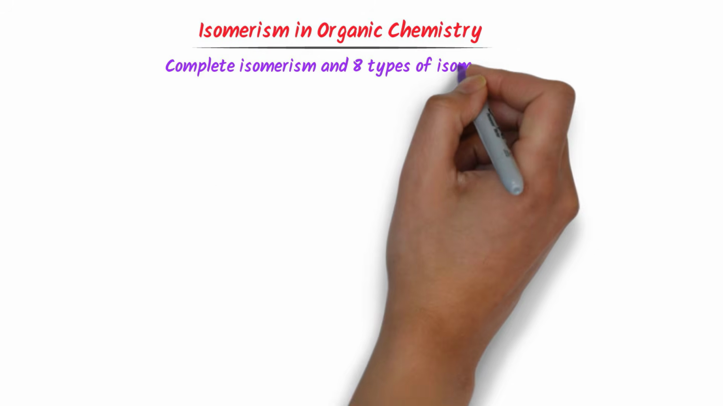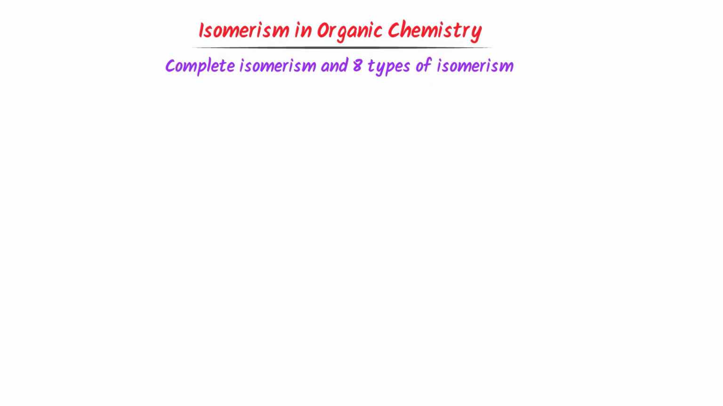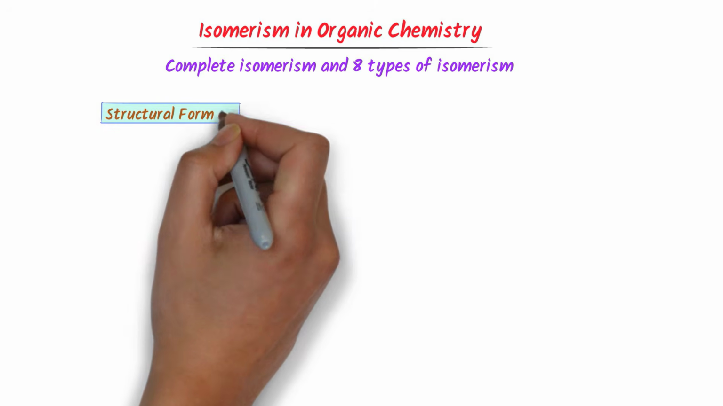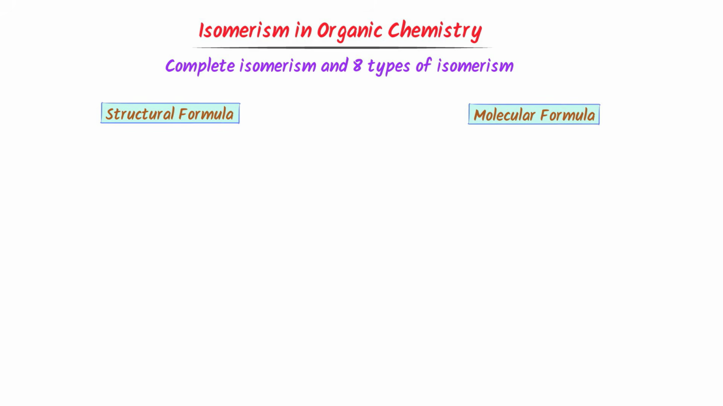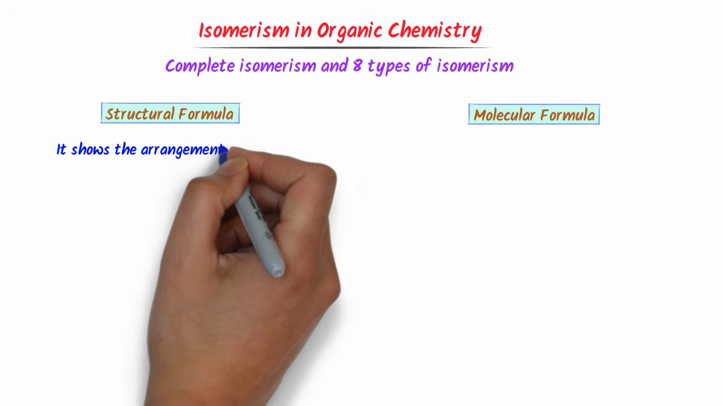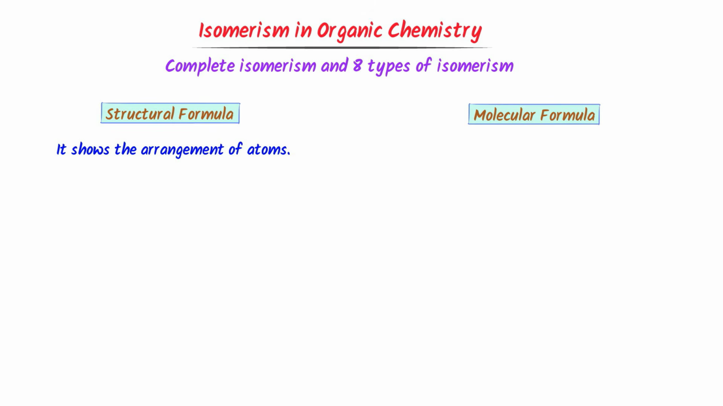Isomerism in organic chemistry. Well, I will teach you complete isomerism and 8 types of isomerism in this special lecture. Firstly, let me teach you about structure formula and molecular formula. Structure formula of any compound shows the arrangement of atoms or molecules.